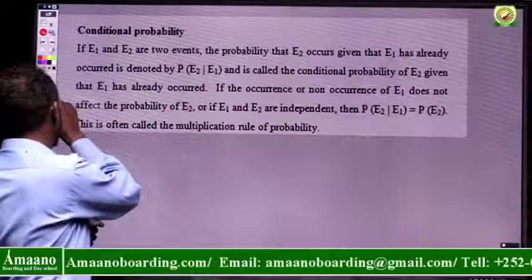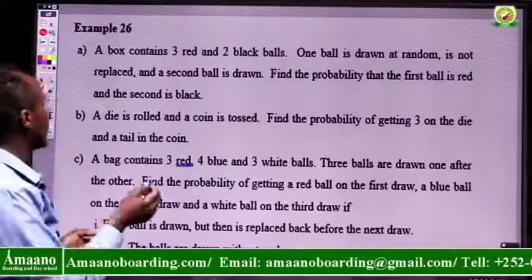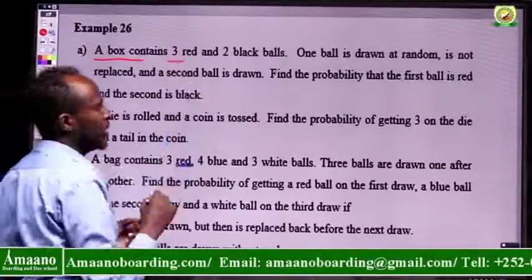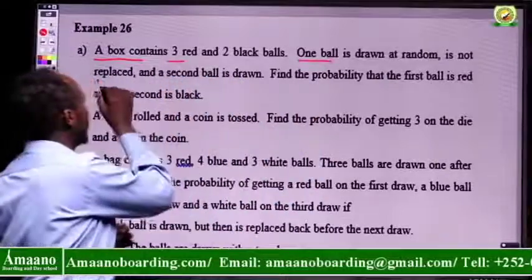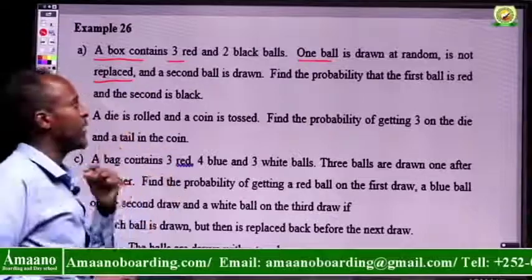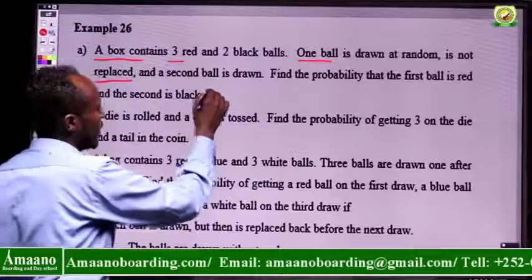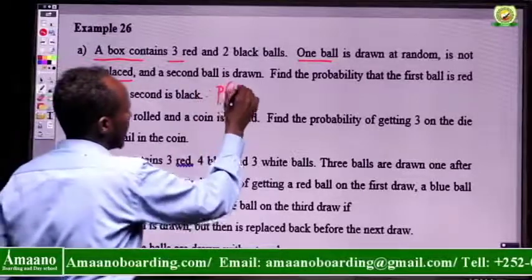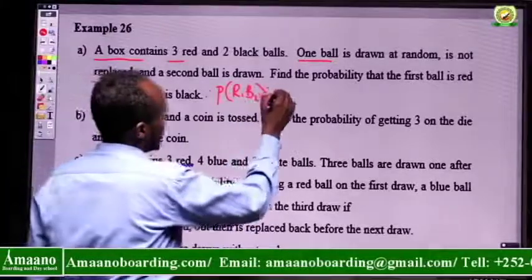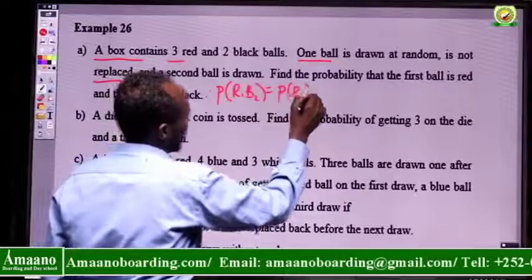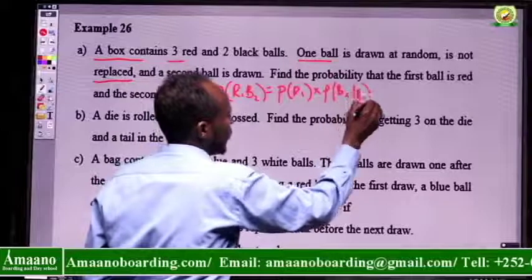Therefore, let's take some examples about conditional probability. This is example 1. A box contains 3 red and 2 black balls. One ball is drawn randomly from the box and not replaced back. Find the probability that the first ball is red and the second ball is black. We are asked to find the probability of getting first red and second black, B2. It is the same as the probability of getting red first times the probability of getting second black, given that R1 has already occurred.